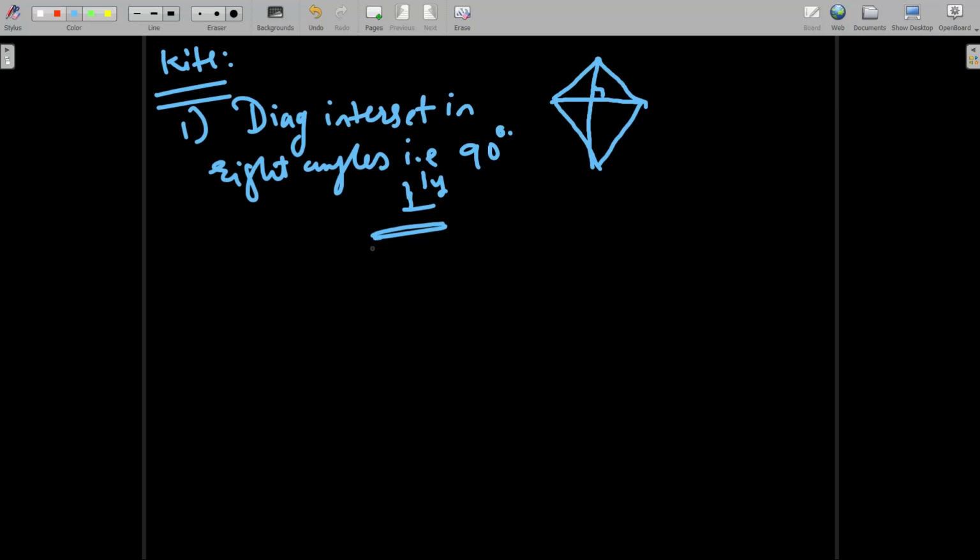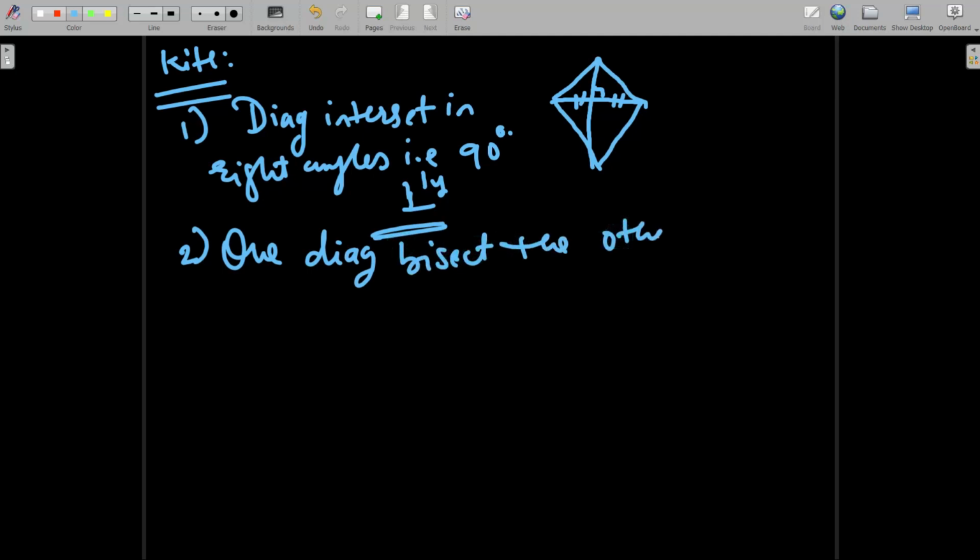Another important property is that one diagonal bisects the other diagonal. Here, if you see, the bigger diagonal is bisecting the smaller diagonal, which means it is dividing the smaller diagonal into two equal parts. So the second property is: one diagonal bisects the other diagonal. Bisecting the other diagonal means that whatever division happens, the two pieces will be equal, or the two parts of the segment will be equal.